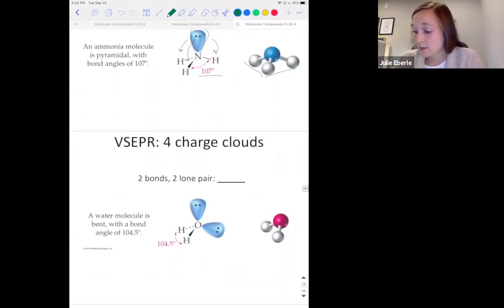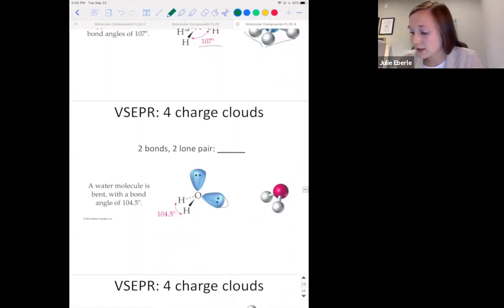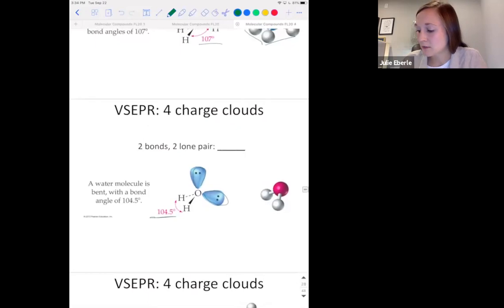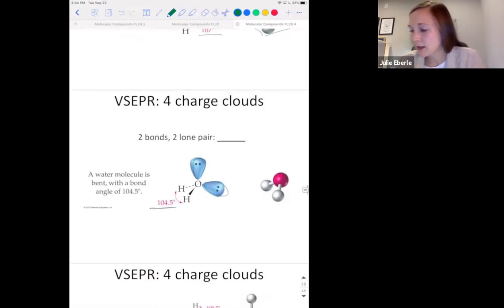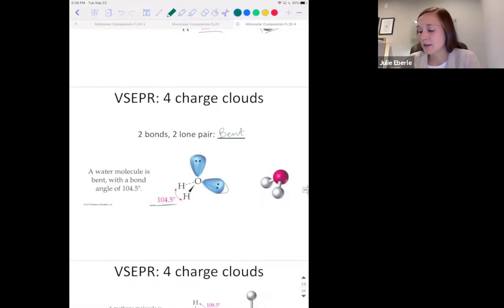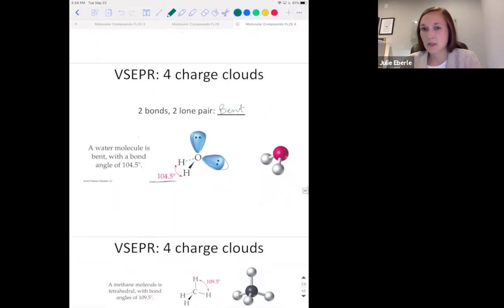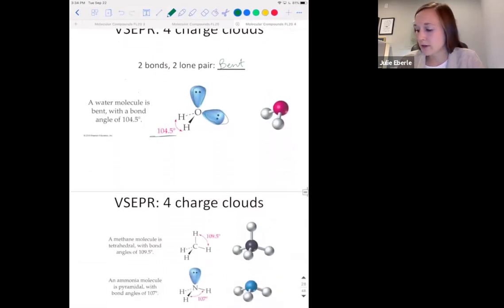And then lastly, because we have 2 lone pairs, and so that's really pushy, they're forcing these hydrogens as close together as we'll get any bonded atoms, 104.5 degrees. And we call this bent. 2 bonded atoms, 2 lone pairs is bent. So remember, there's 2 ways we can have a bent geometry, just depending on the different number of lone pairs.